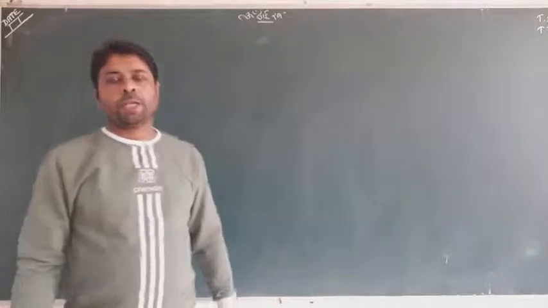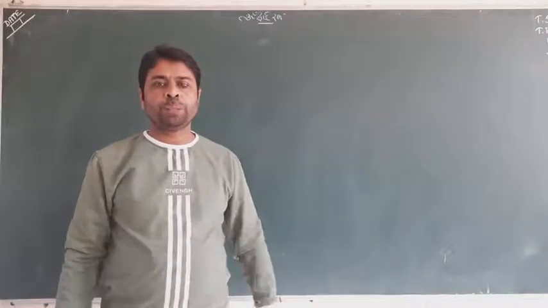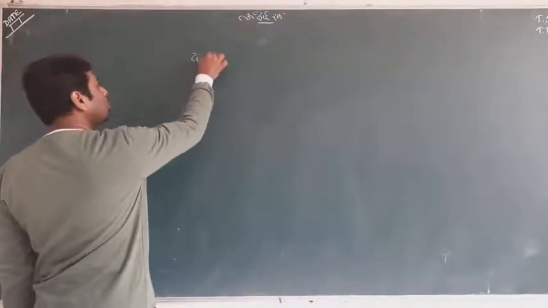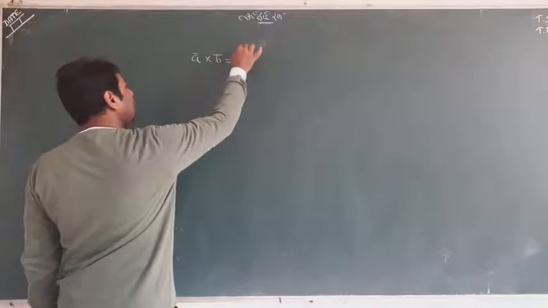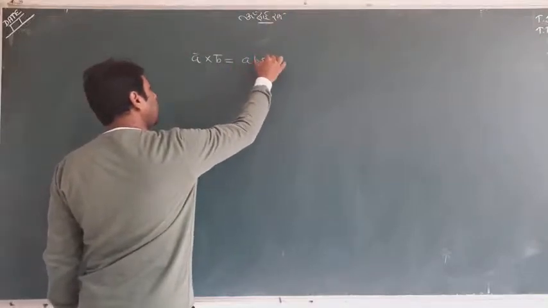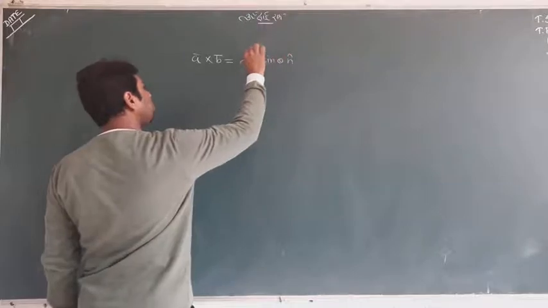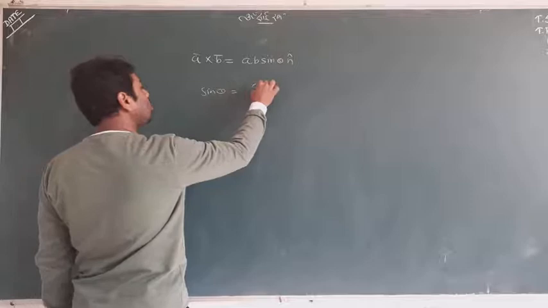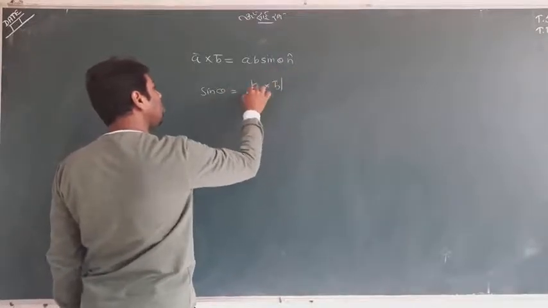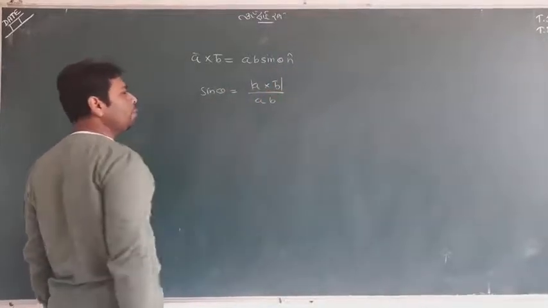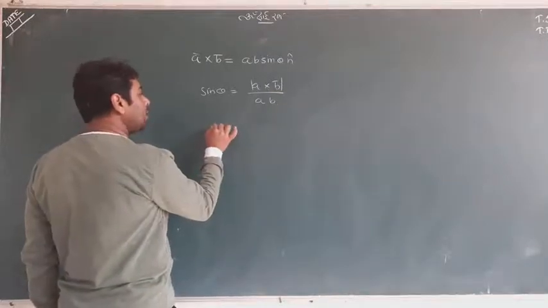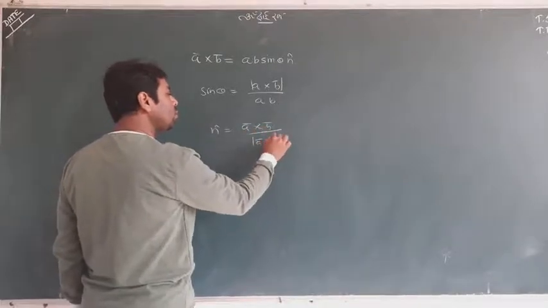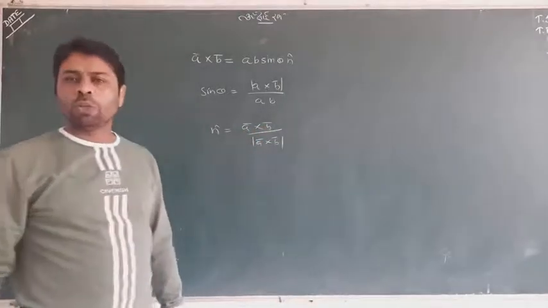Morning students. Yesterday we saw the concept of a cross product, how we can do the cross product, and what the meaning of cross product is. Initially I taught you A B sin theta n cap, that was the initial definition. About sin theta, it was A cross B upon mod A mod B. About n cap, it was A cross B upon mod A cross B. Already we have seen all the formulas.